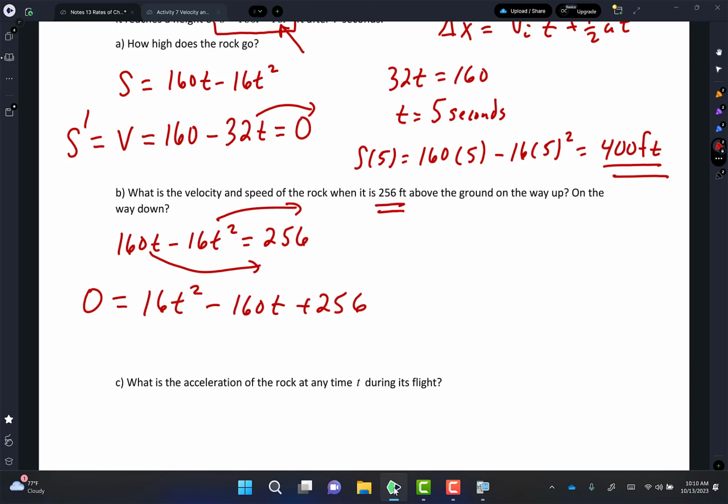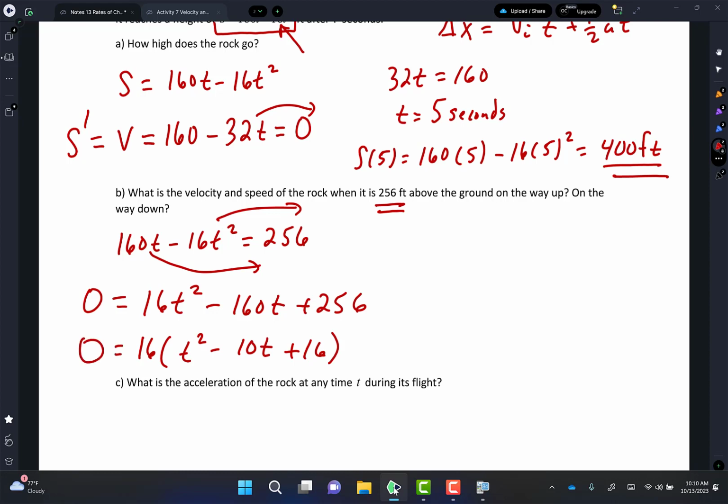From there, I'm going to factor out a 16 because it looks like I can. t squared minus 10t, and how many times does 16 go into 256? 16 times? Plus 16. And then all that still equals 0.